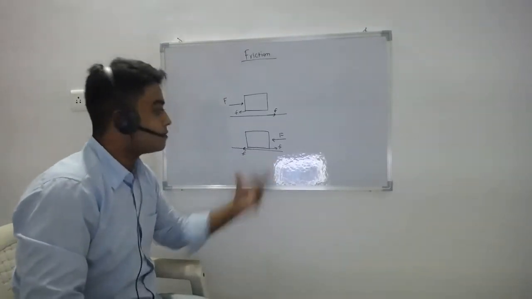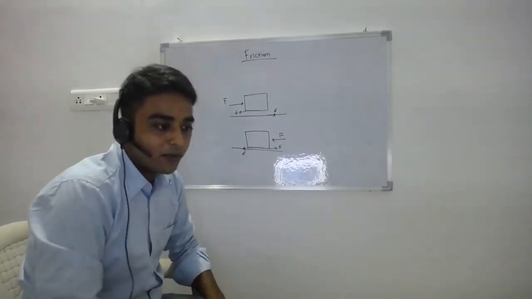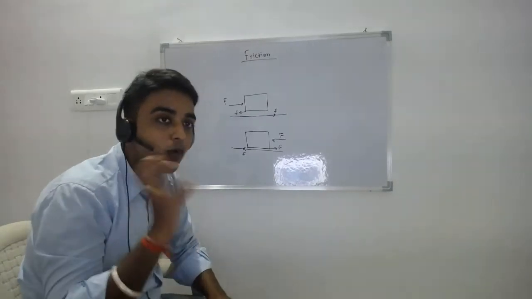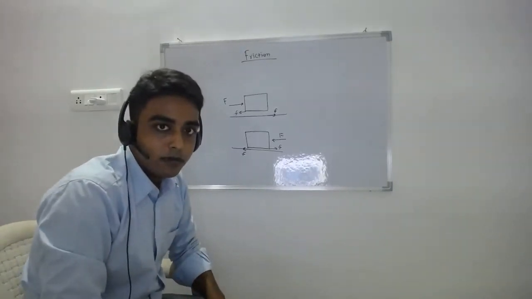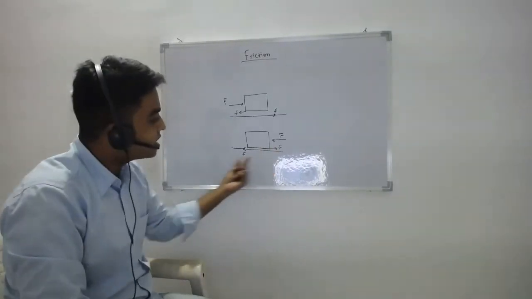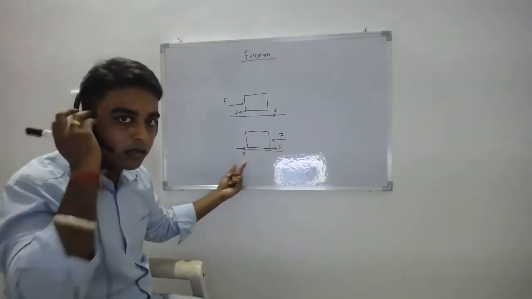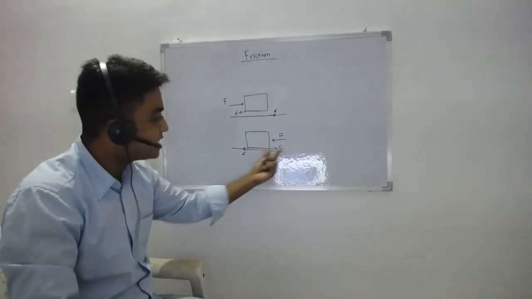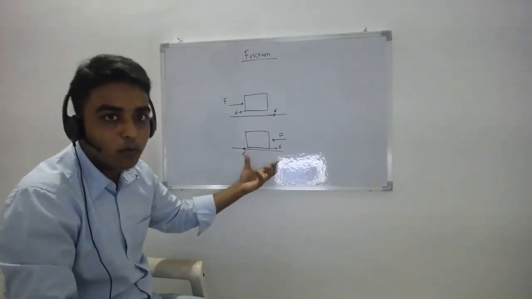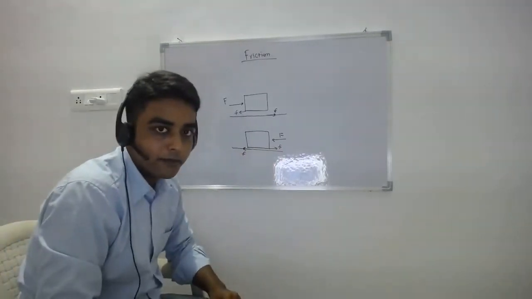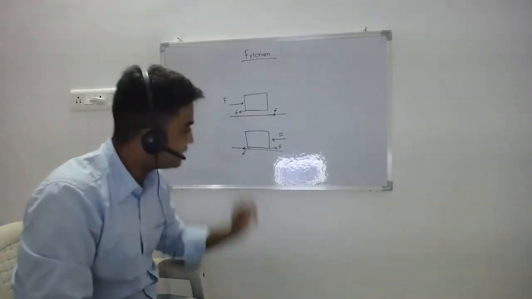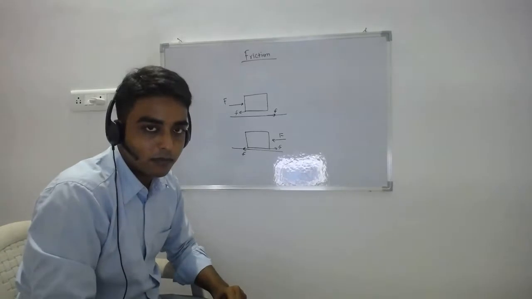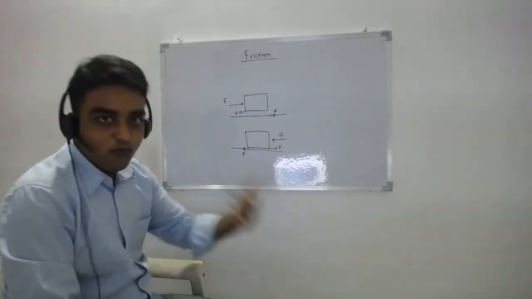So here we can say that one more property of friction is that friction follows Newton's third law. It is a kind of action-reaction force, which is the same in magnitude and opposite in direction. Okay, so that's how the friction will be acting. So this is about direction. Let's move forward.